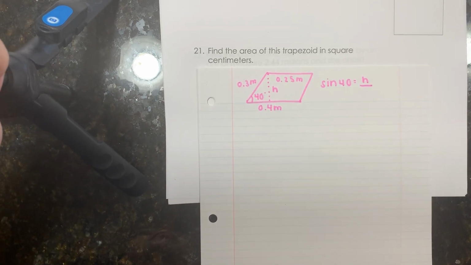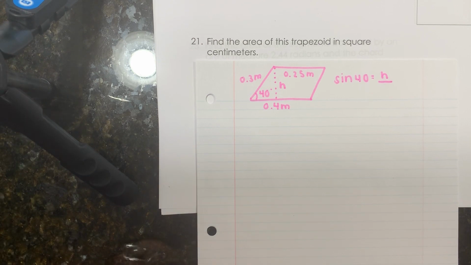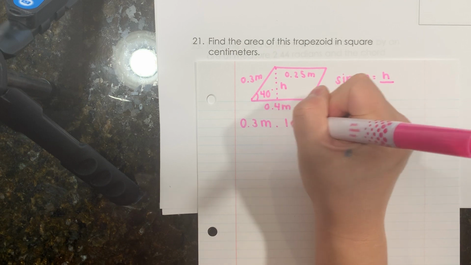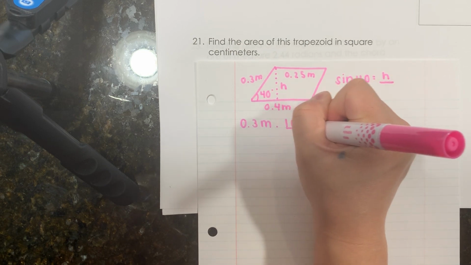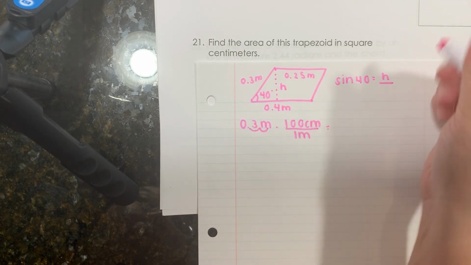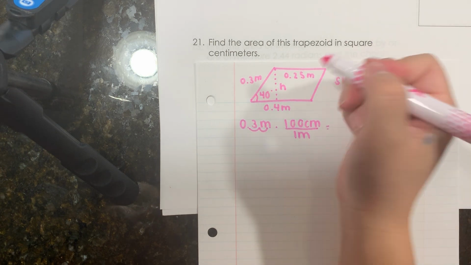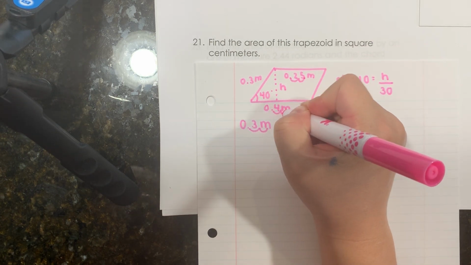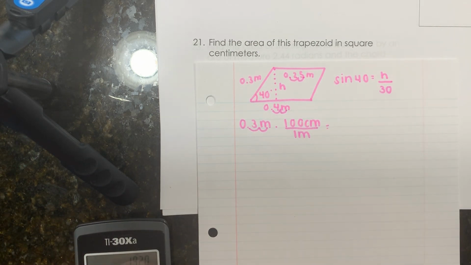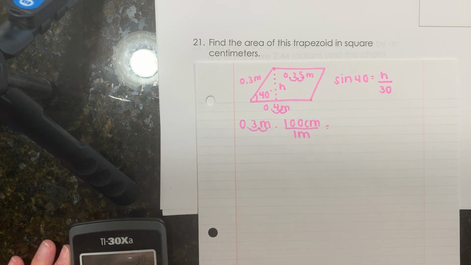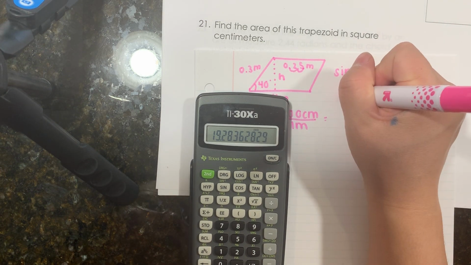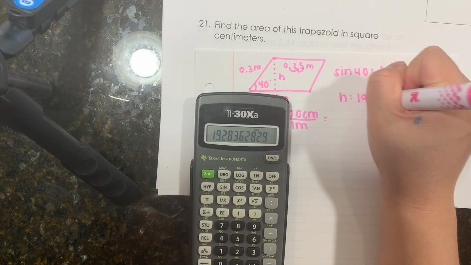But I do want to change that from meters to centimeters. So 0.3 meters to centimeters: 100 centimeters is equivalent to 1 meter. So I'm just going to move the decimal point over 2 spaces, so that would be 30. Move the decimal places over 2 spaces for all of these. That will change it from meters to centimeters. So now I'm going to solve for the height, and that would be 30 times sine of 40 equals. So my height is going to be approximately equal to 19.28.